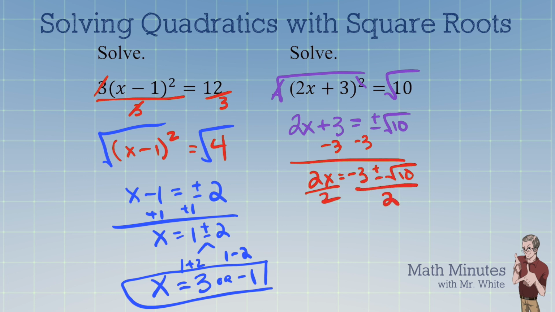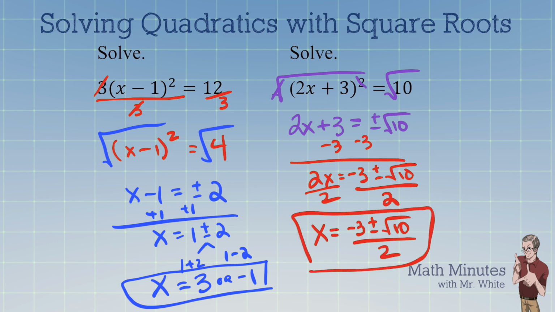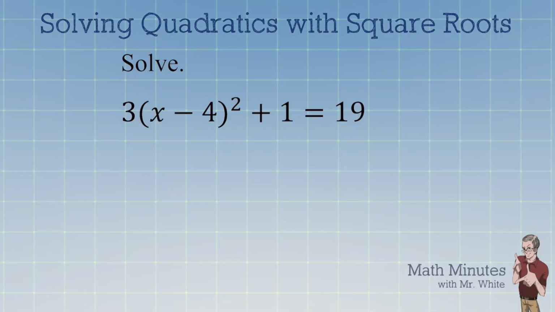Divide by 2, and of course negative 3 doesn't divide by 2, and there's no coefficient in front of the radical 10 anyway. So x equals negative 3 plus or minus radical 10, all over 2, is a great way to write the answer. If you needed to figure out the decimal, you carefully plug both of those answers into your calculator.